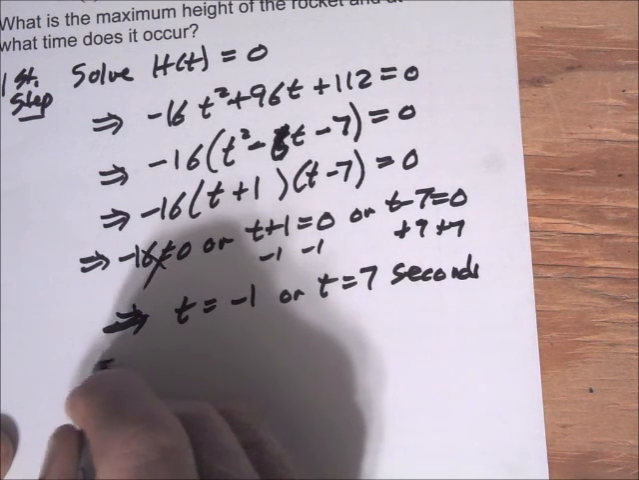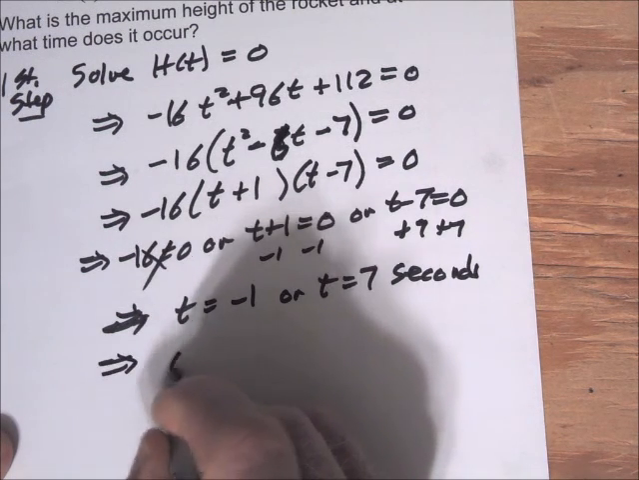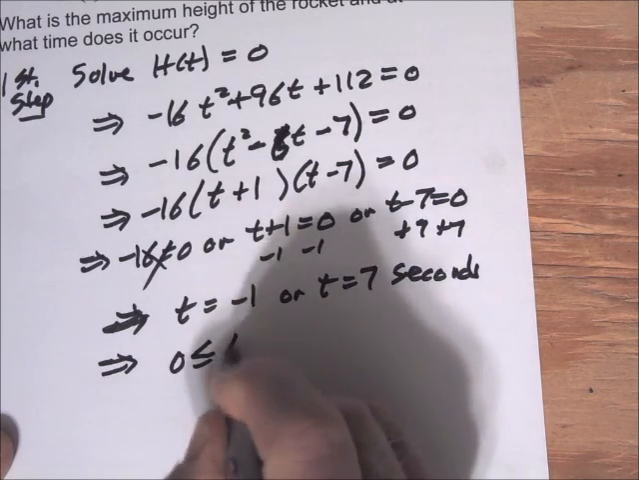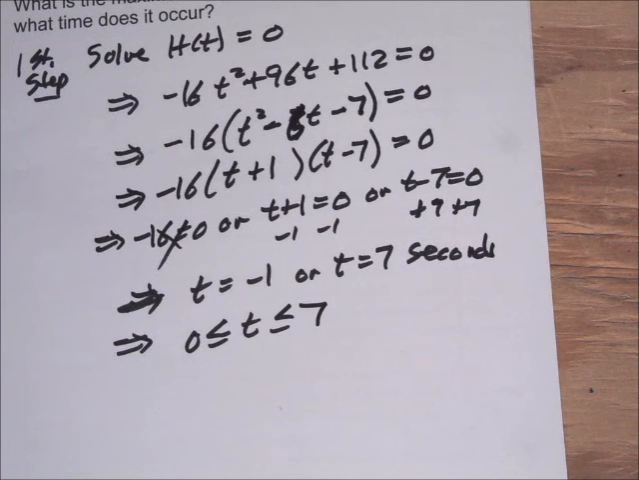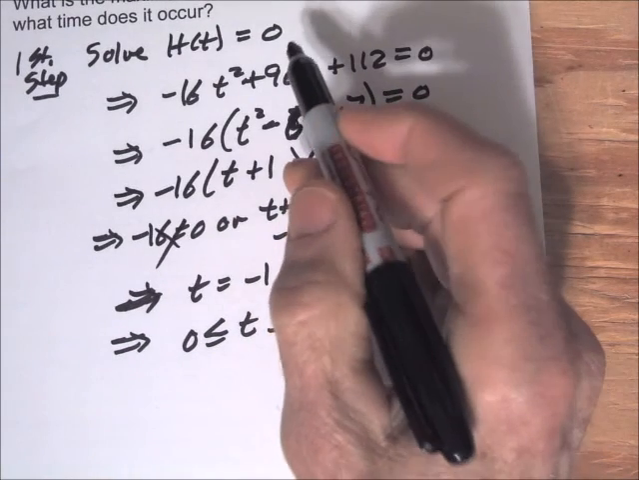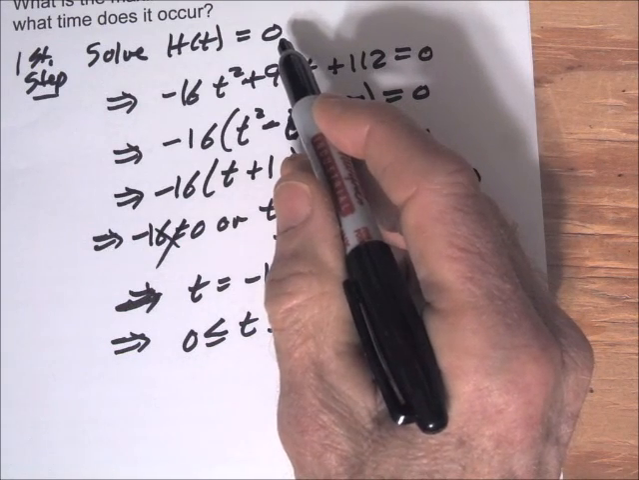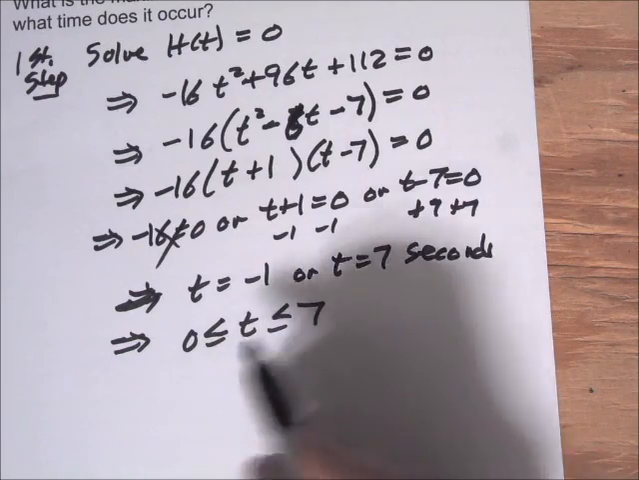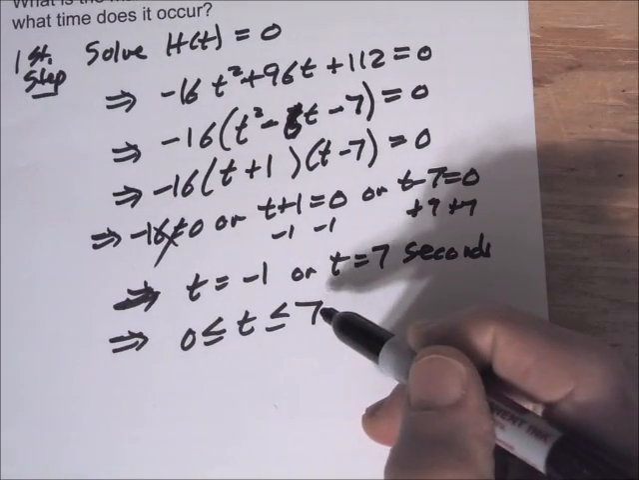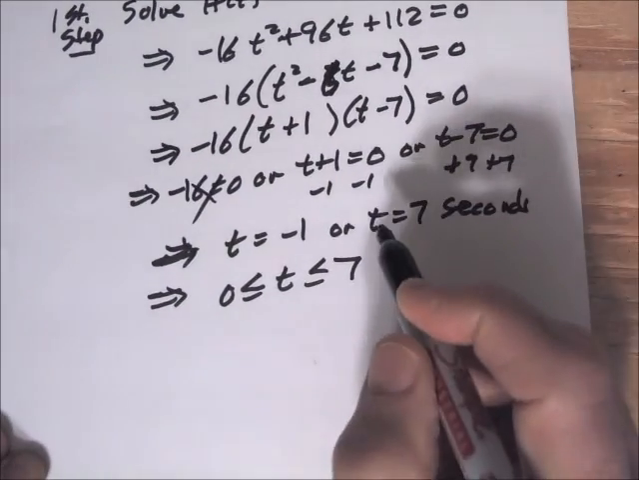So that means 0 is less than or equal to t, which is less than or equal to 7. So that's our interval. We want to check for the critical numbers where the derivative is either 0 or undefined, and also check the height of the rocket at the two endpoints. So let's take the derivative now.